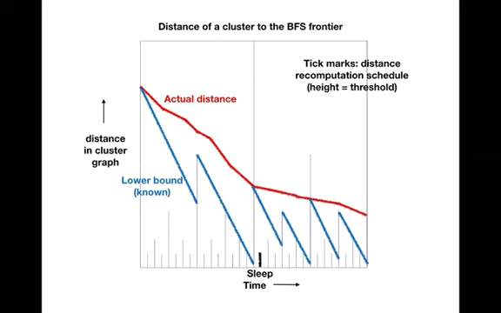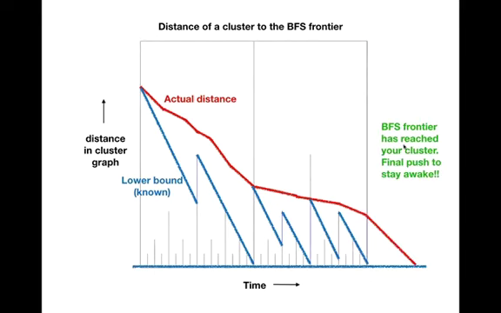And then we can go back to sleep and sleep until once again our lower bound is below the recomputation threshold. And then we wake up and recompute and go back to sleep, and so on. And this happens for some time. And then at some point, we recompute the distance, and the BFS frontier has reached the cluster that we're actually in. And at that point, we need to stay awake from then on until the frontier actually reaches us.